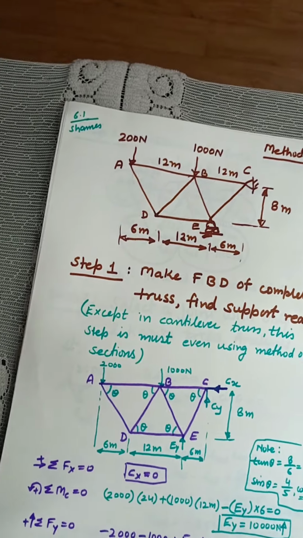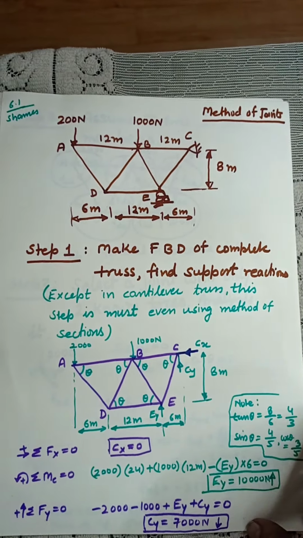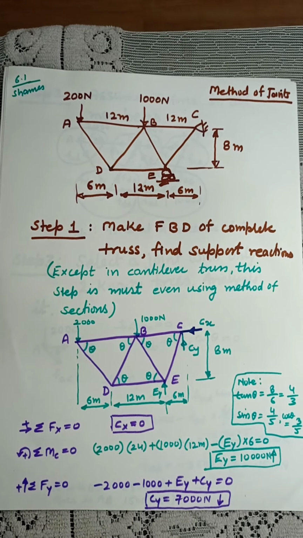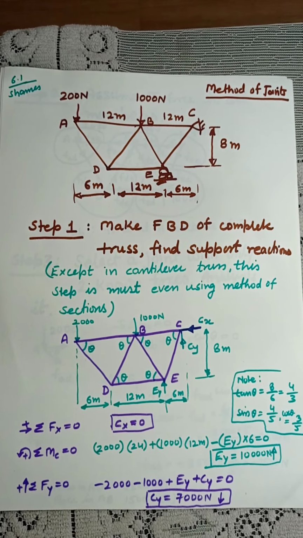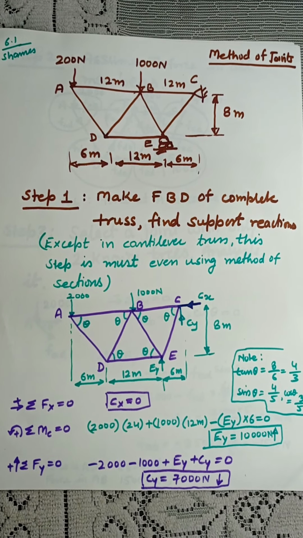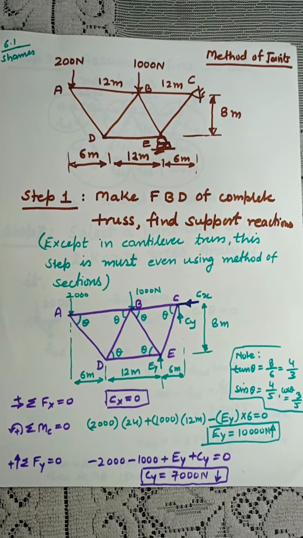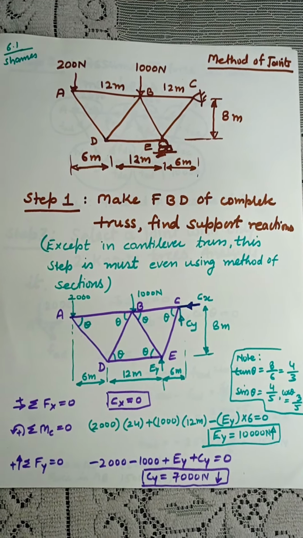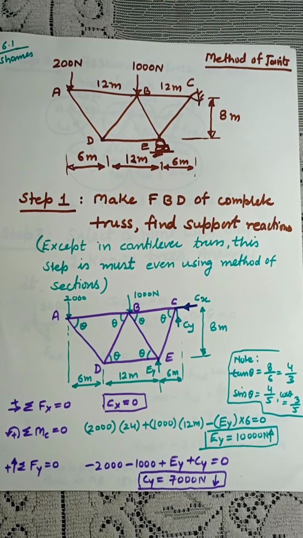So we are proceeding with the method of joints now. What is the method of joints? There are three methods to analyze a truss. The first method is method of joints, the second method is method of sections, and the third method is the graphical method. Normally nowadays people teach method of joints and method of sections. The graphical method is not in much use, and most people are in fact comfortable with method of joints. Method of sections is a little bit tricky, but it's a good one.